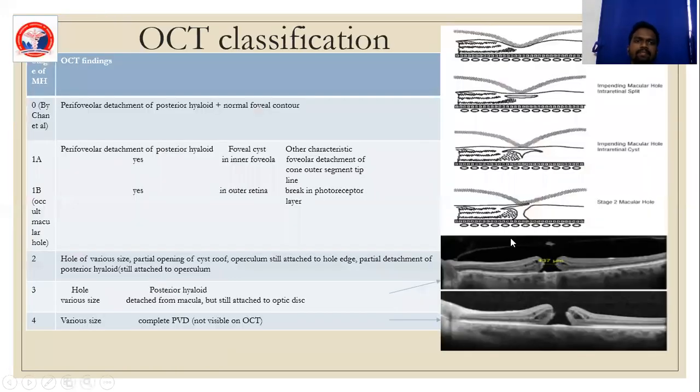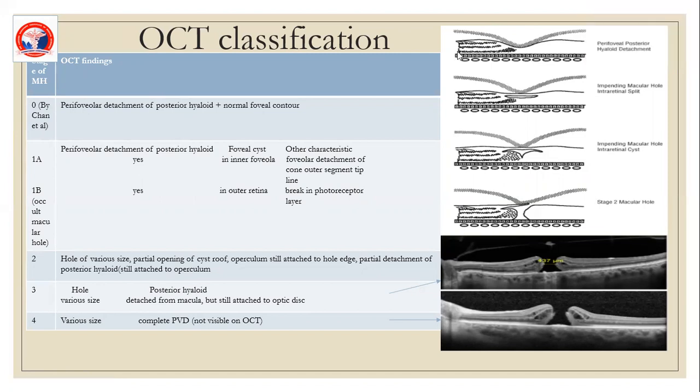Okay. So moving on to the OCT classification of macular hole, we do have a classification that was given by Chang in the year 1913, which has multiple stages starting from 0 to 4. So stage 0 includes just the presence of a perifoveal detachment, as shown in this image. Presence of just a perifoveal detachment with a normal foveal contour.